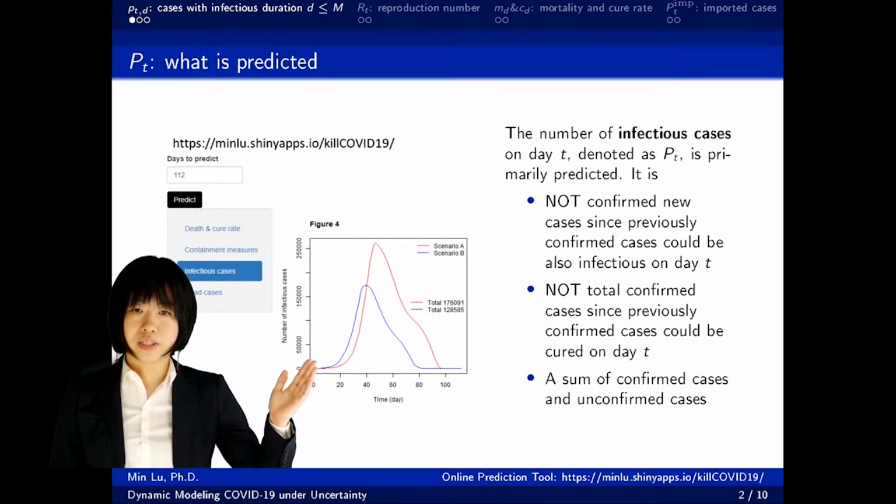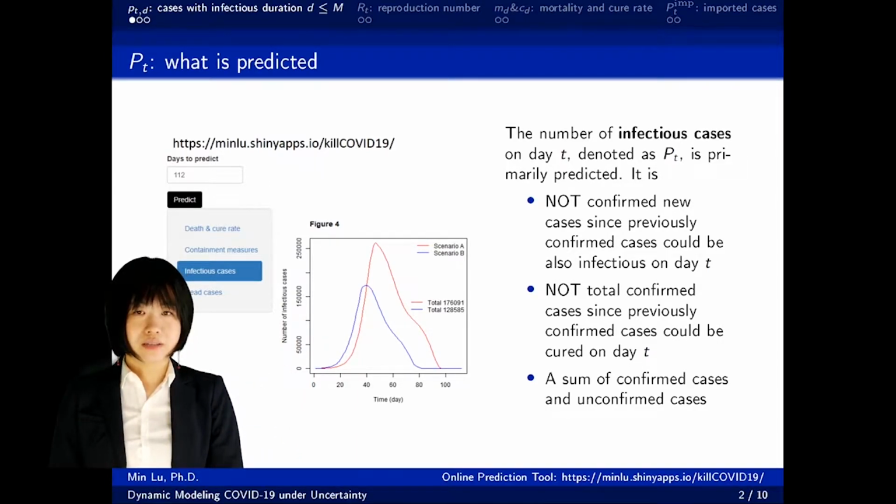Here is the prediction part of our website. First, we should be clear what is predicted. We are primarily considering the number of infectious cases across town. It is not confirmed new cases, since previously confirmed cases could be also infectious across town. It is not total confirmed cases either, because previously confirmed cases could be dead or cured across town. So we take into consideration of both dead and cured cases.